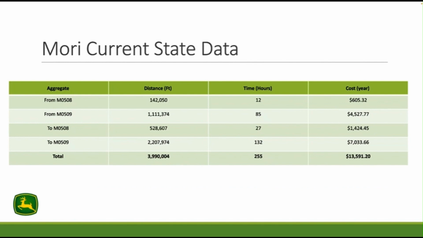And this is the outputted data of the current state. As you can see, there's about 4 million total feet that was traveled throughout the facility, and also about $13,000 spent per year on all these processes.